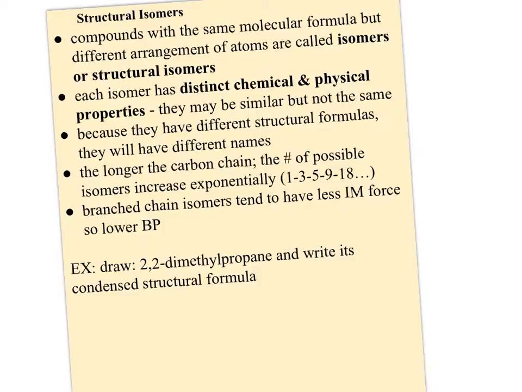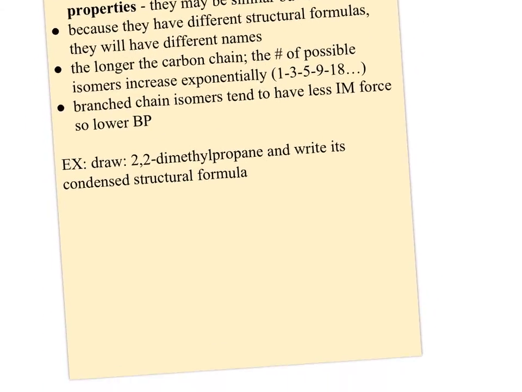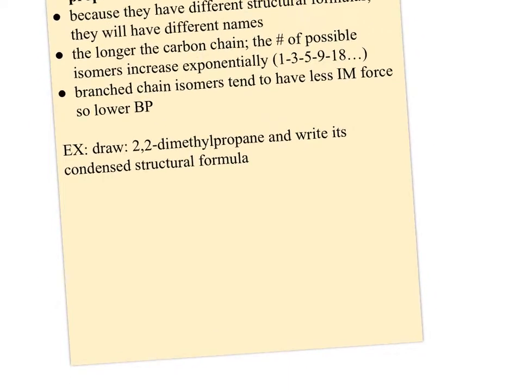So here's an example of a structural isomer, and it says draw 2,2-dimethylpropane and write its condensed structural formula. So let me scroll down here a little bit. The 2,2-dimethylpropane lets me know there's 3 carbons in the longest backbone. There's my propane. And the 2,2-dimethyl lets me know there are 2 methyl groups coming off the second carbon. So once I fill in all my hydrogens, this is what my structure looks like.